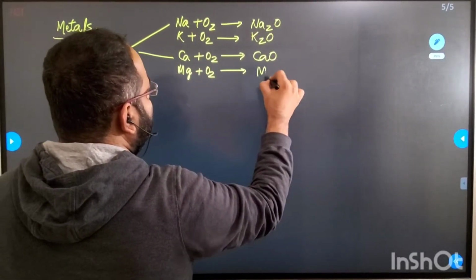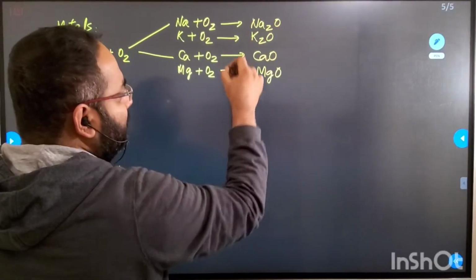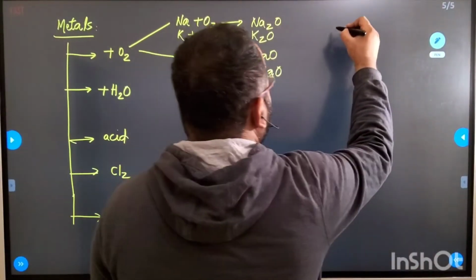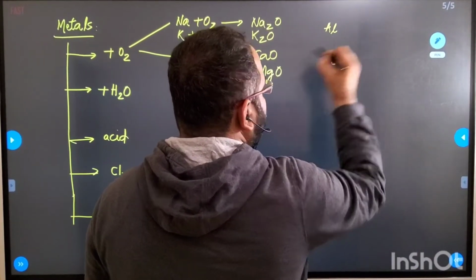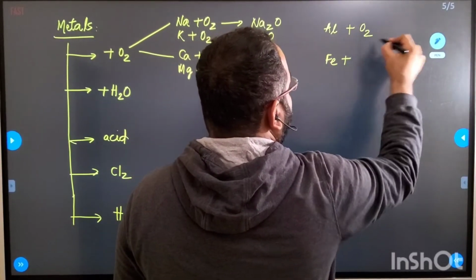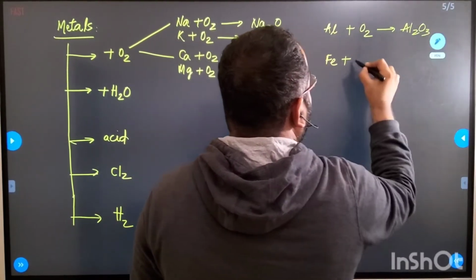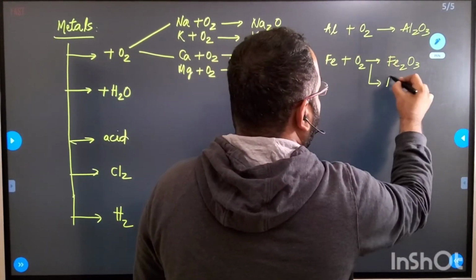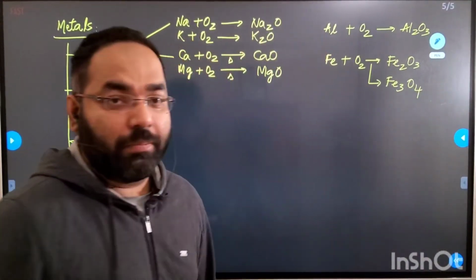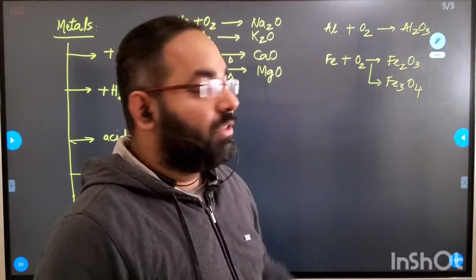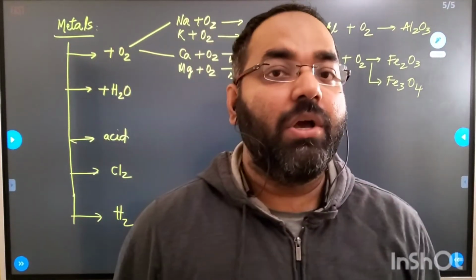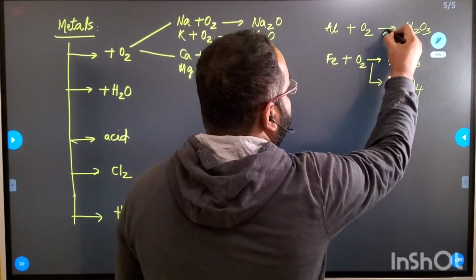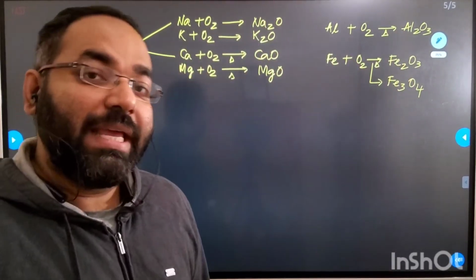However, since these two are moderately weaker than these two, it's advisable that you apply a little bit of heat for the reaction to take place. Similarly, if you take something like aluminium or iron, aluminium will react with oxygen to give you aluminium oxide. Iron will react with oxygen to give you Fe2O3, or Fe3O4 depending on how much oxygen you are supplying. Fe2O3 is called ferric oxide, Fe3O4 is called triferric tetraoxide, or it is also called the magnetic oxide of iron. Now even for these, because they are less reactive, you can also heat the reaction for the reaction to take place.